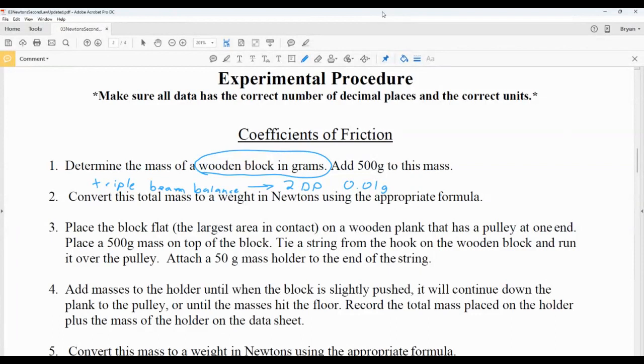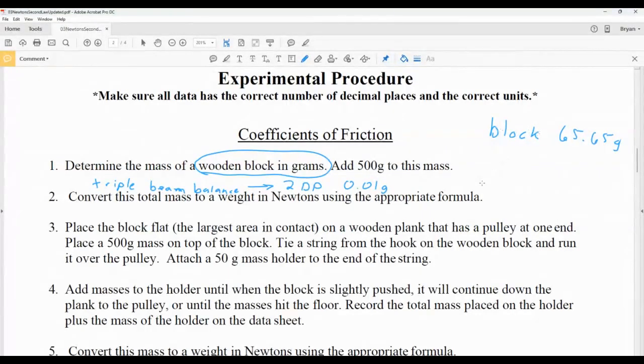So if I measured a block, I'm just going to make up a number so we can use the example and see. But let's say that my block was, I don't know, 65.65 grams, because why not? Then that fits. That's the 2 decimal places. That's the G for grams. That's my format. That's what I'm going to want to see.